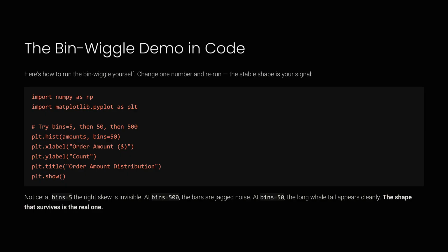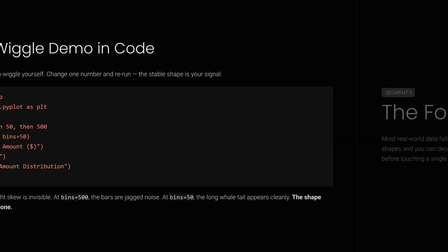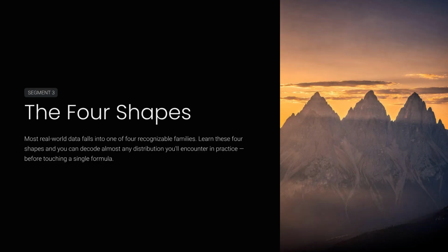In code, this means testing different bin values. If you start with a range of 30 to 50 bins, you can refine your view until the distribution's true shape is clearly visible. Now let's look at the 4 common shapes of data. Familiarizing yourself with these families will help you decode almost any data set you encounter without needing complex formulas.